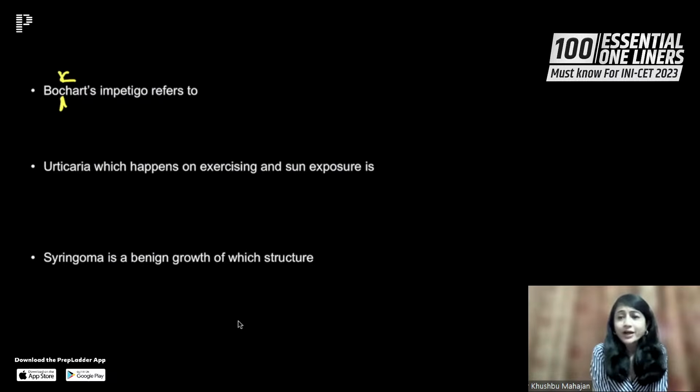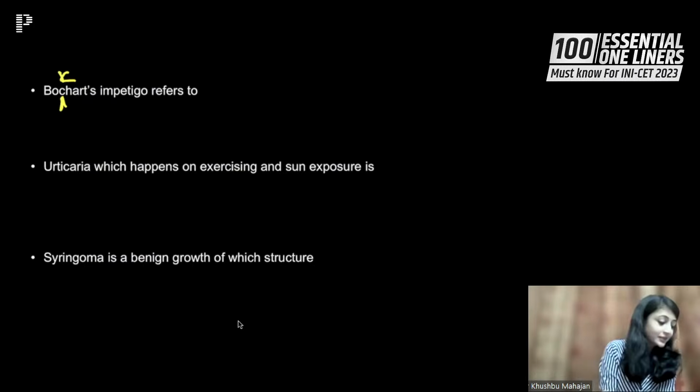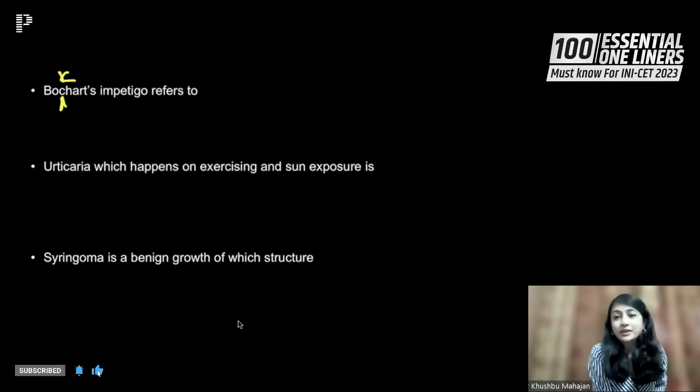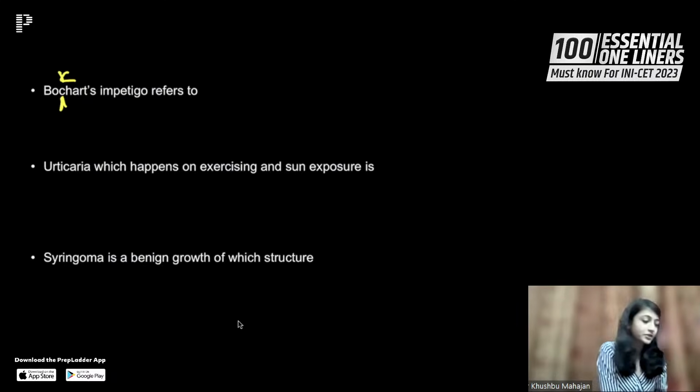Don't worry, just write whatever you think is right. So just try to attempt here. There are no negative marks. Okay. Sam is attempting the next question, which is urticaria, which happens on exercising and sun exposure. And my third question in this slide is syringoma is a benign growth of which structure?